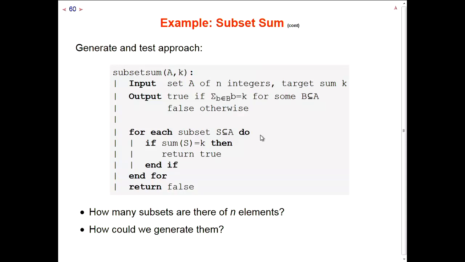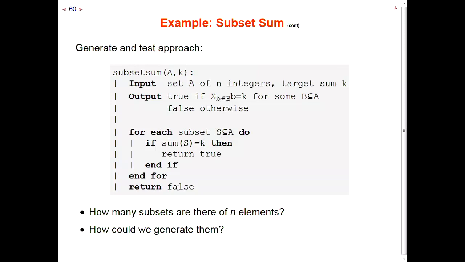The straightforward generate and test approach would be to just generate all subsets and check whether the elements in that subset sum up to k. If that is the case, then we return true. If we have exhausted each and every subset and we haven't found one that adds up to k, the answer would be false.